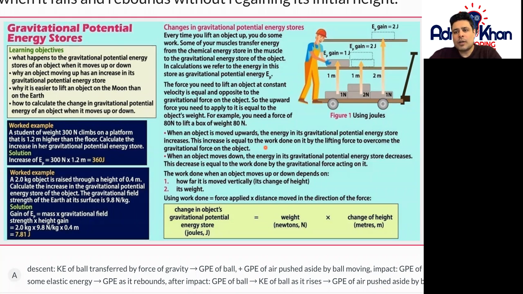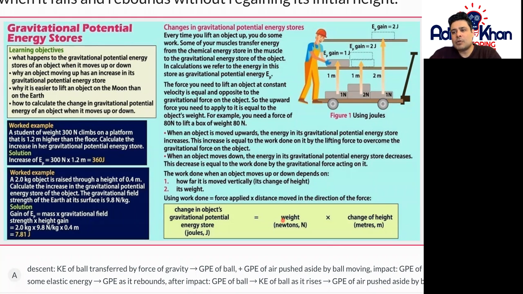The work done when an object moves up or down depends on two things. Number one, how far it is moved vertically, its change of height. Vertically means top to bottom, up and down. And secondly, its weight. So using work done equals force applied multiplied by distance moved in the direction of the force, here we have our formula written out.